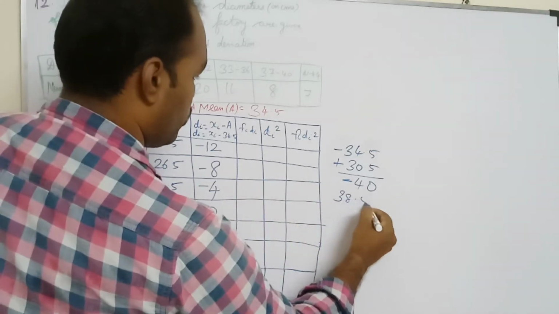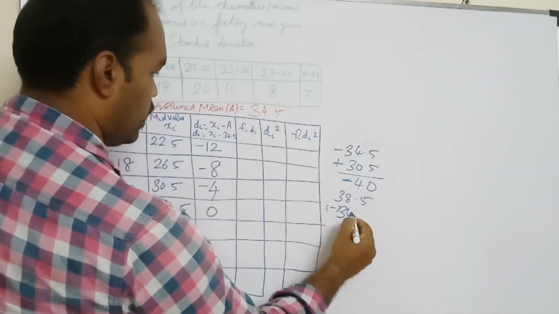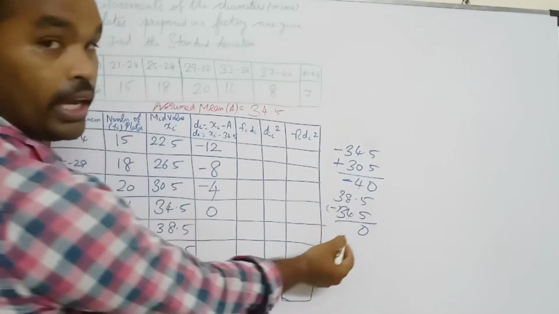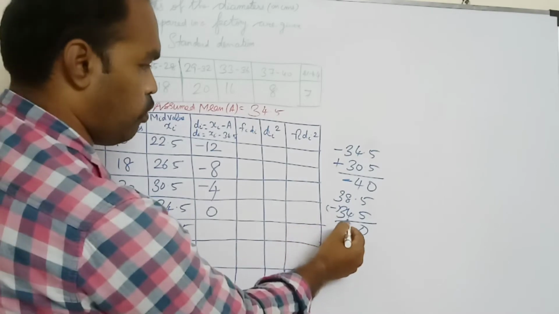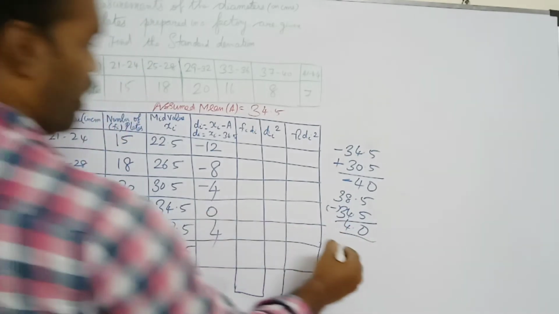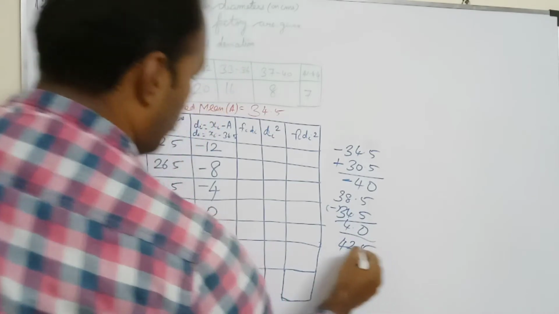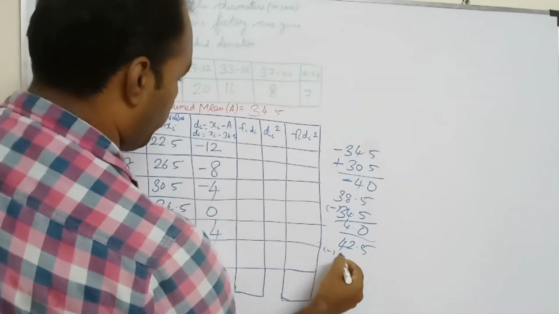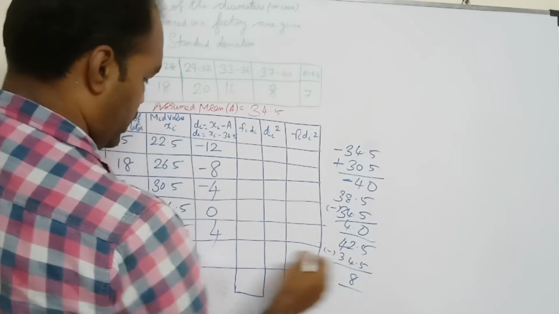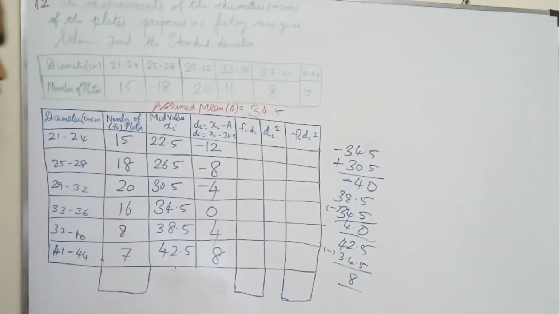38.5 minus 34.5. How much? 5 minus 5, 0. 8 minus 4, 4. So plus 4. 42.5 minus 34.5 is how much? 8. So now we have found out the value of di.